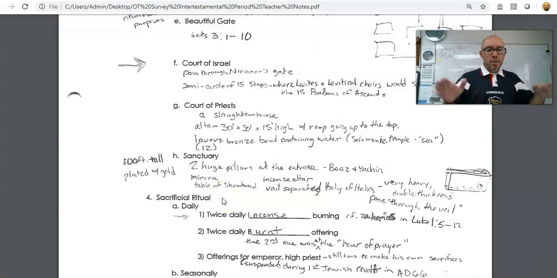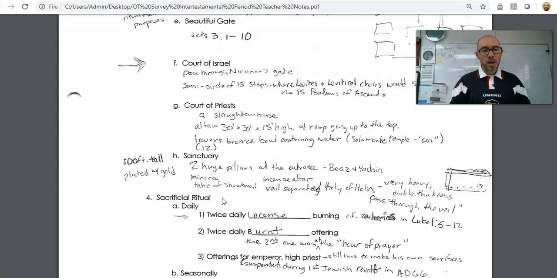You've got two huge pillars at the entrance, at least there was in the old temple, one named Boaz, one named Yachin. You've got the menorah, that's the candelabra, the seven-fold candlesticks, made to look like almond blossoms. It's golden and has oil that needs to be replaced all the time. There's the table of showbread. There's the incense altar, where they would put that special concoction of stuff as they went to pray.